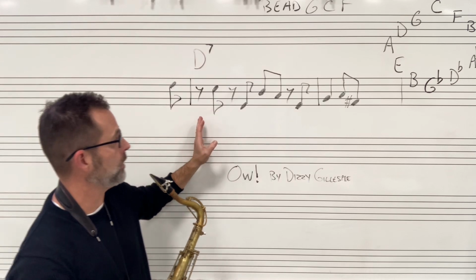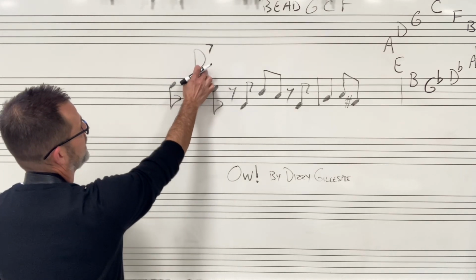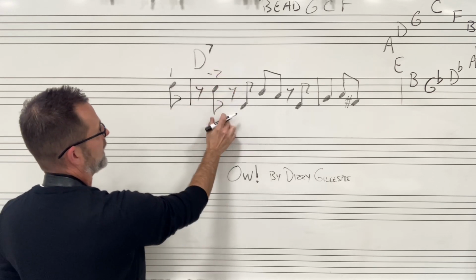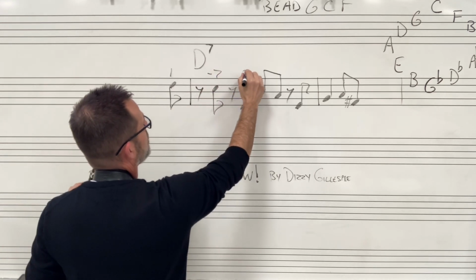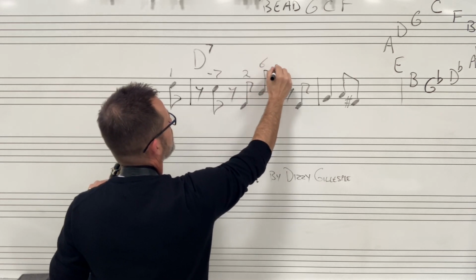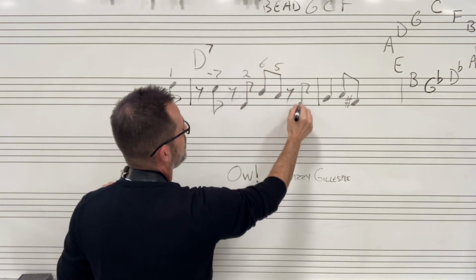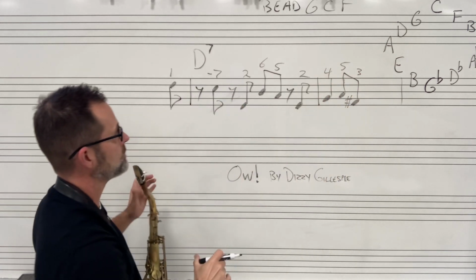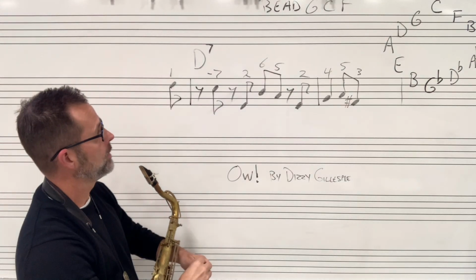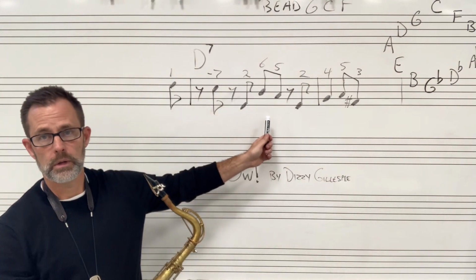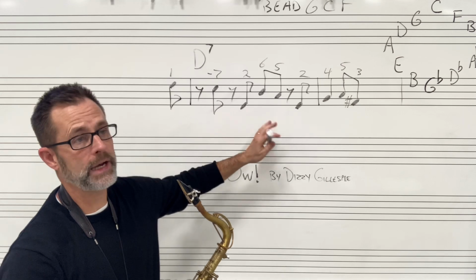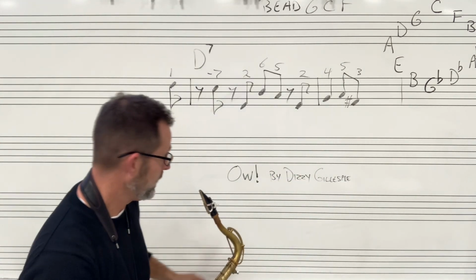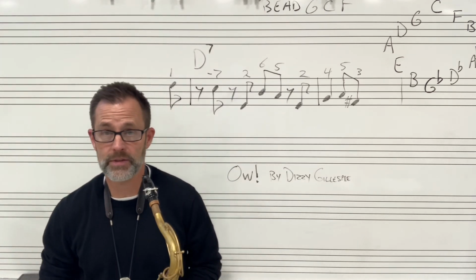So what is this pattern? Well, if I'm numbering it based off of the D7: 1, flat 7, the C is flat 7, E would be 2, 6, 5, 2, 4, 5, 3. So that pattern, there are no strange kind of weird chromatic enclosure notes in this. This essentially is just a mixolydian scale.